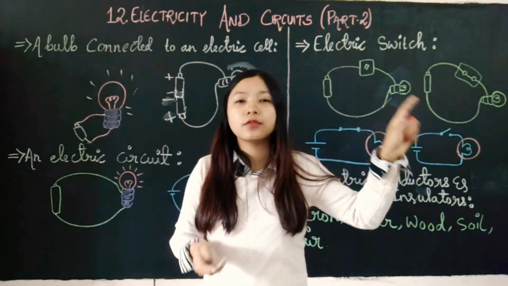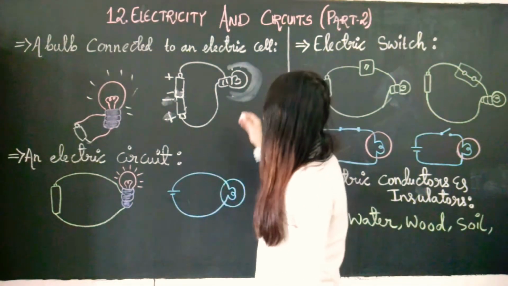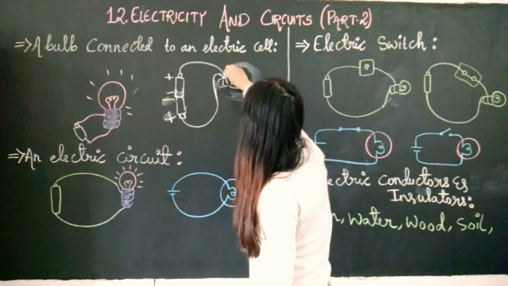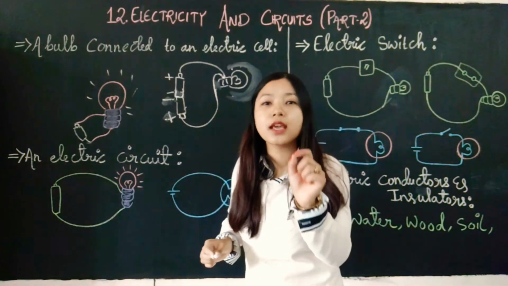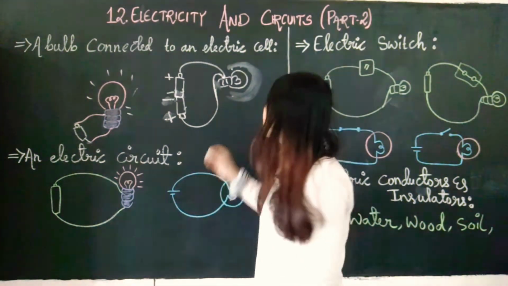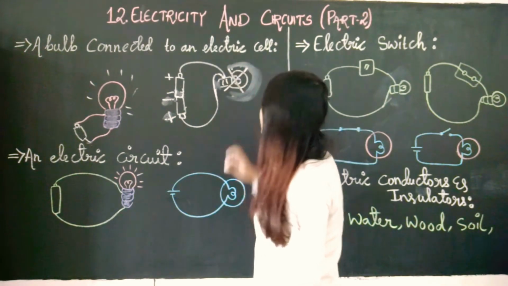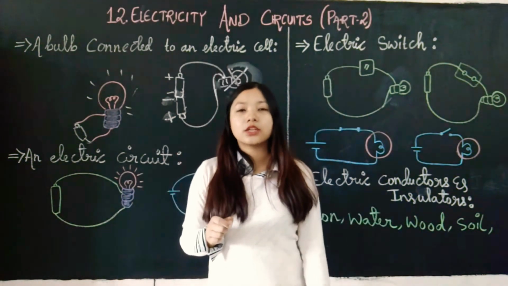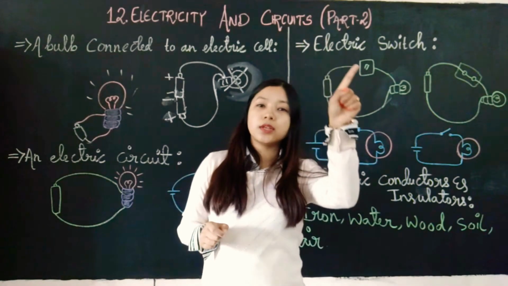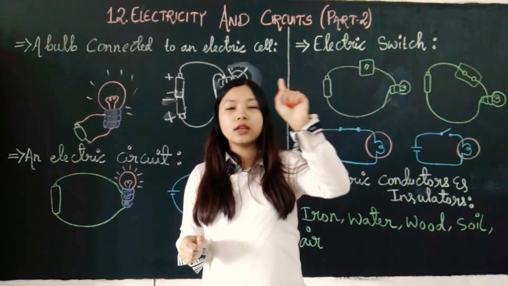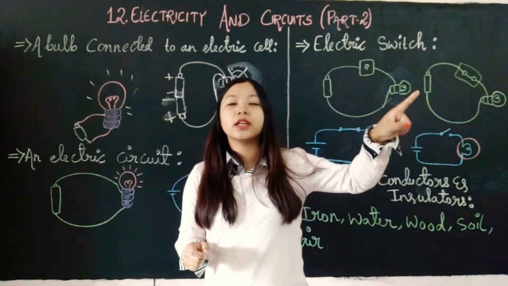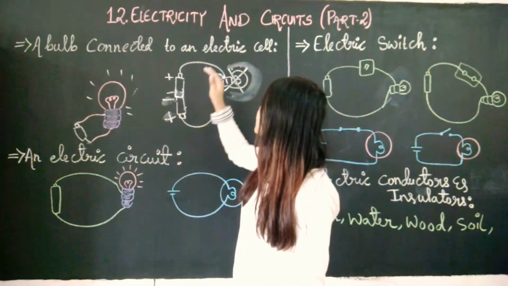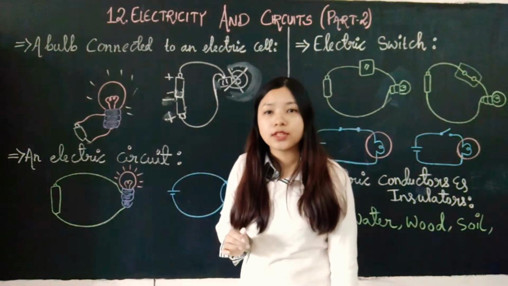Then only, if we put it in the same circuit, if I put this one here again, both will be connected to the same terminal of the bulb, and then also the bulb will not glow. So for proper connection, the negative terminal should be connected to one and the positive should be connected to the other one. This is the correct way for a bulb to be connected to an electric cell.